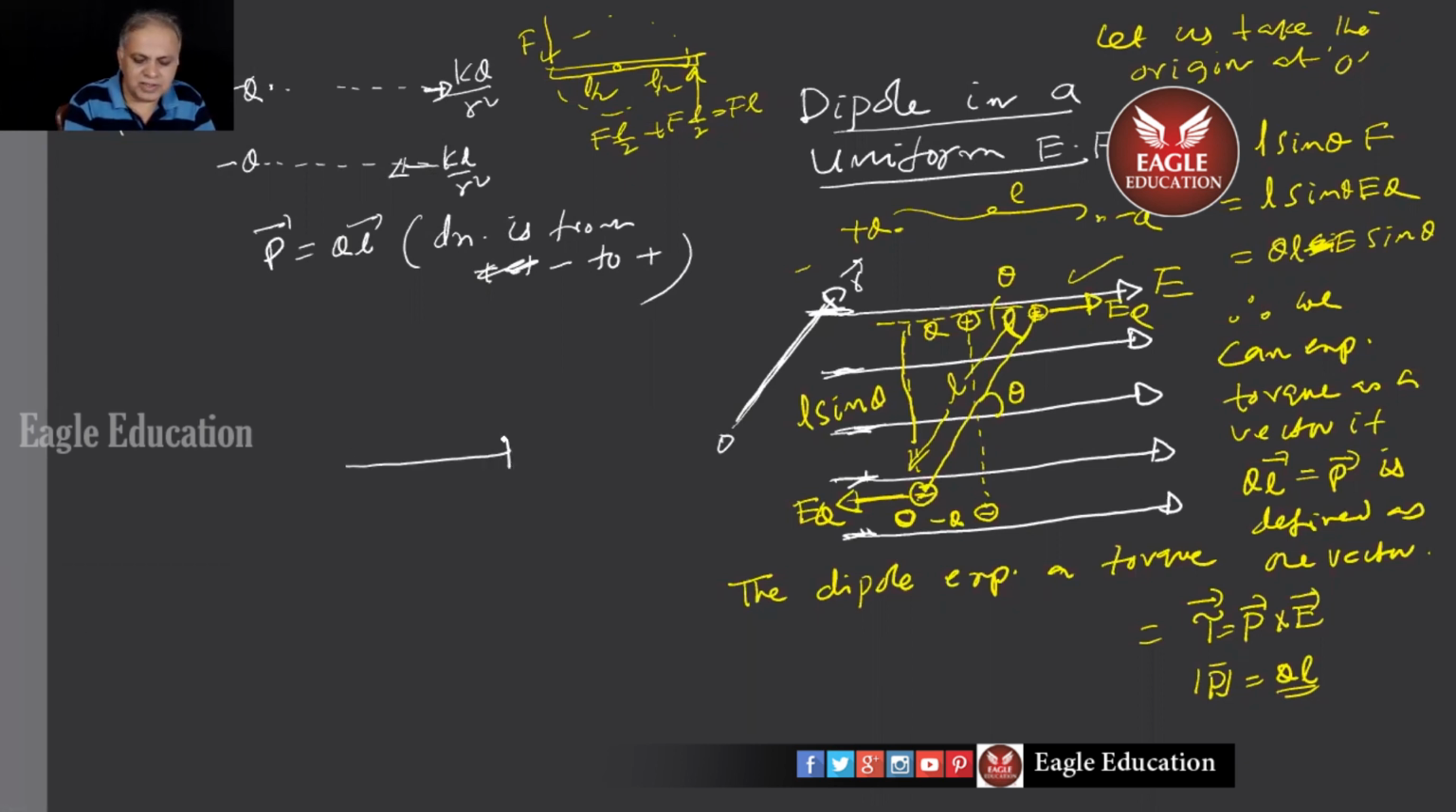This is vector E. This is vector P. So P cross E, you turn like this. The thumb should go inside. The torque is into the plane. Into the plane is like this, you will put. This is the tail of an arrow.